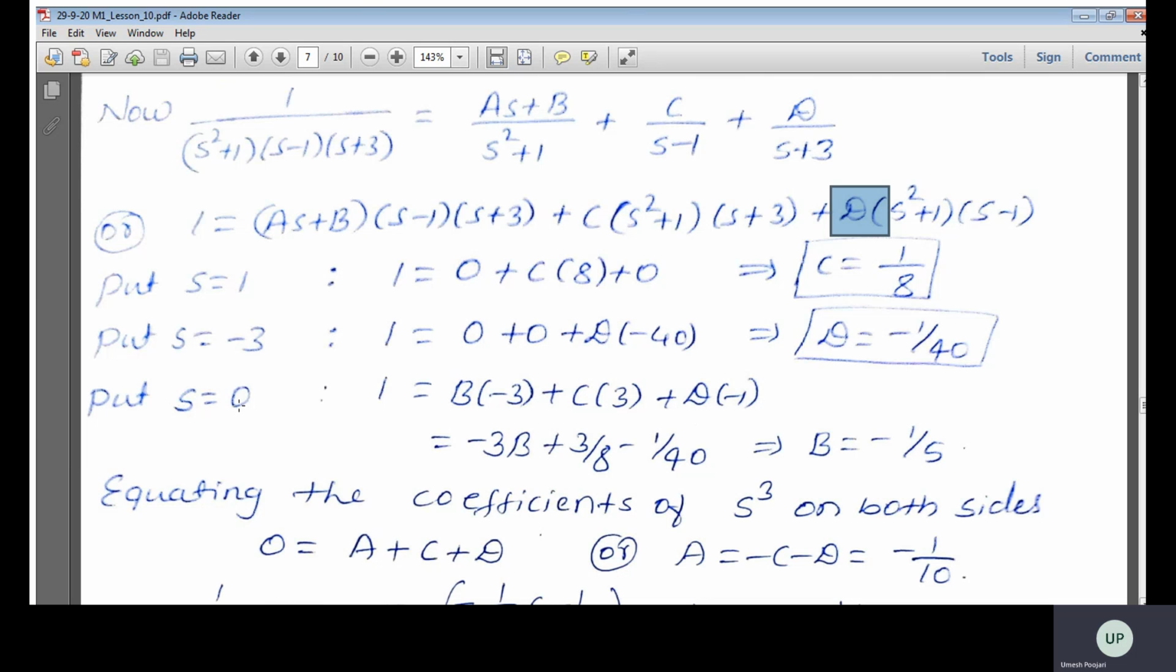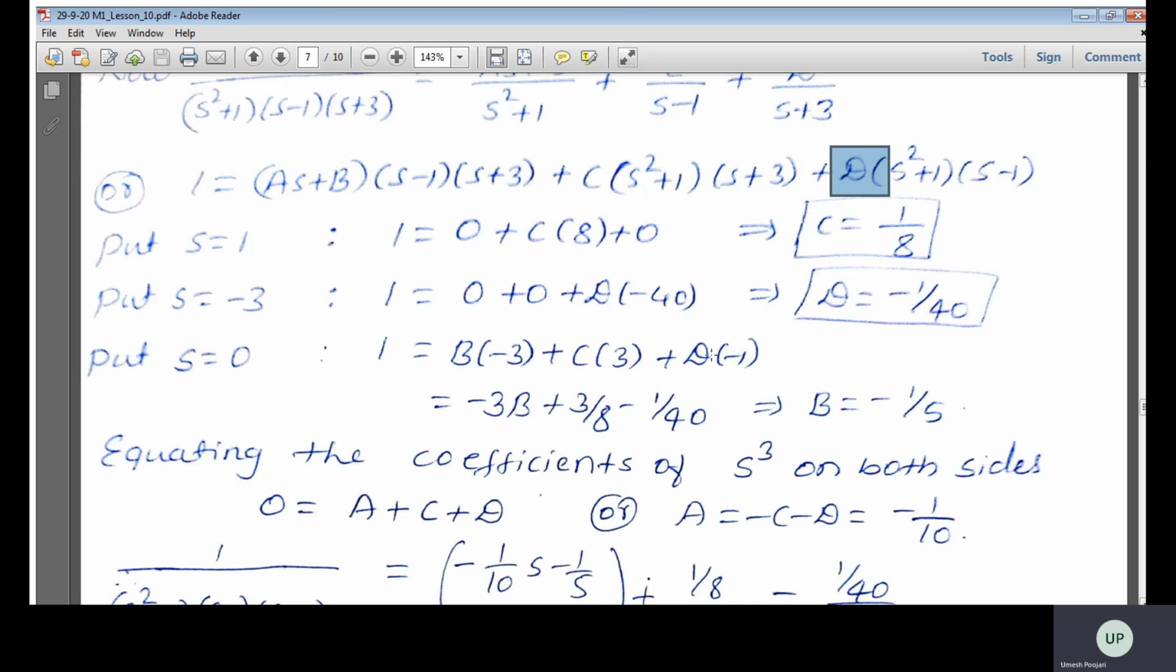So if you take s equal to 0, then left hand side is 1, right hand side A term will be 0 and B term is minus 3 into B, C term is 3 into C, and D term is minus 1 into D. But you know the value of C and D. So if you substitute C and D, then we can get B equal to minus 1 by 5. Still one more value remaining, the A value. Now we cannot put any other values here.